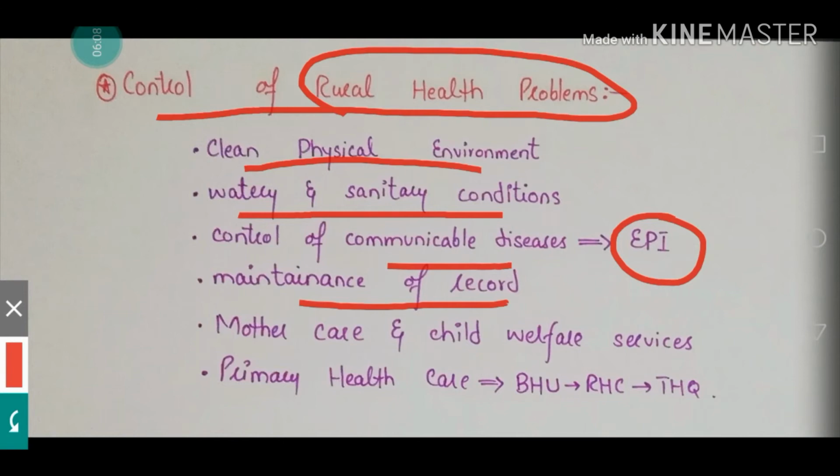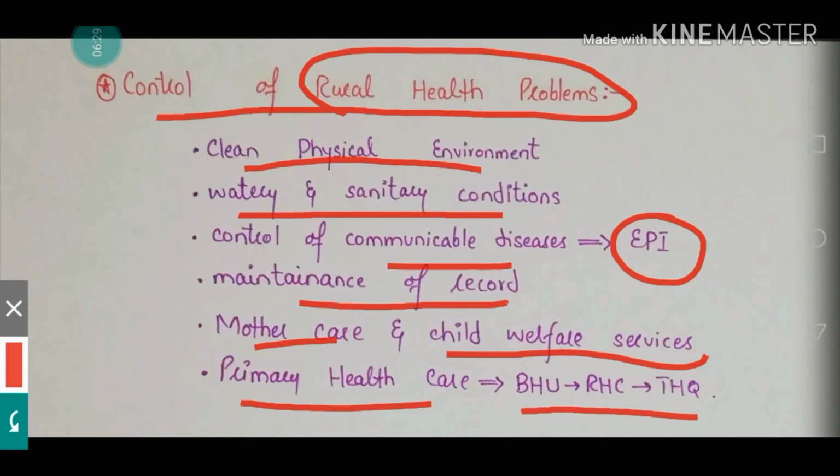Then maternal health care as well as child welfare services should be provided. This is actually the most important and pivotal point in establishing primary health care at a local body level. Then provision of primary health care at a BHU, RHU and a tertiary healthcare unit.